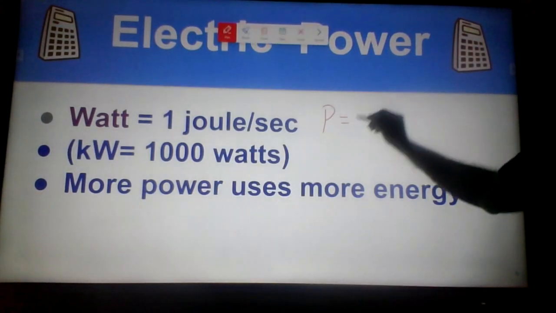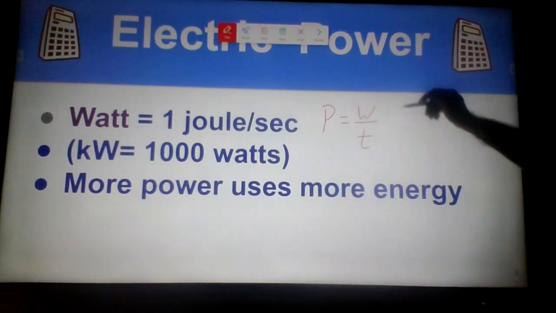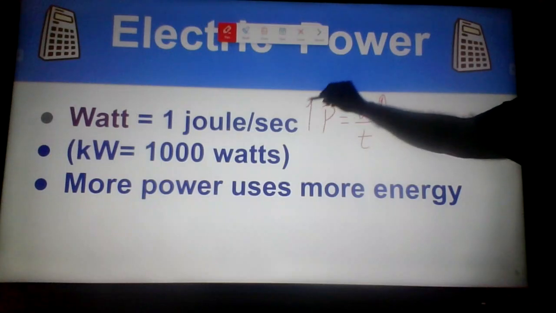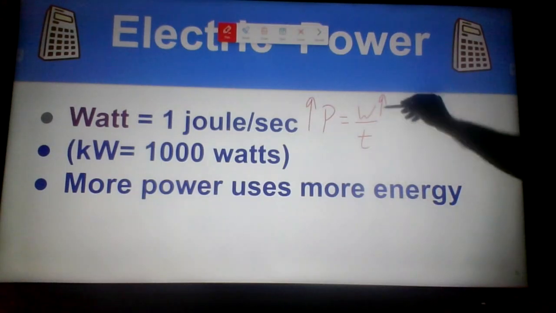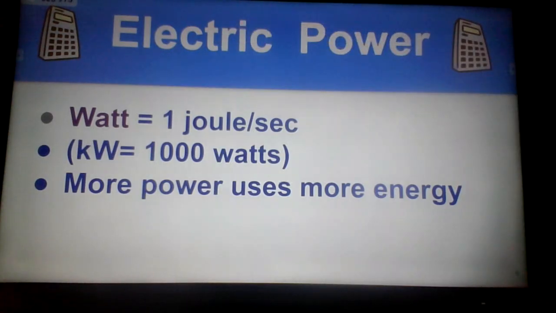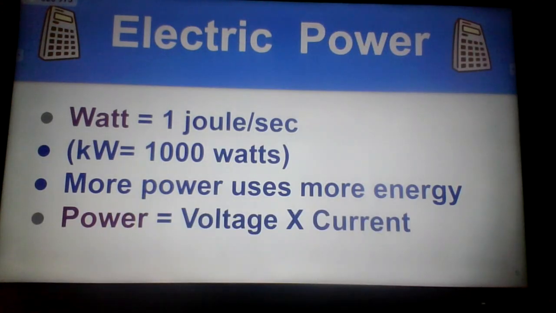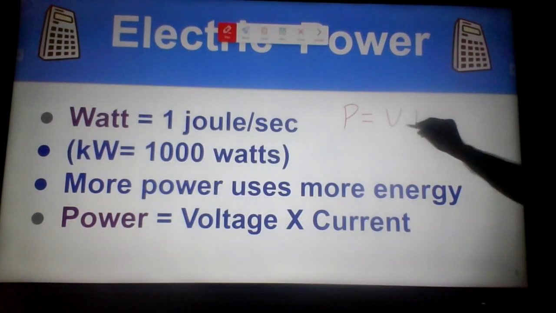If power equals work divided by time, we have that fraction. What happens if we use more energy? We get more power. Or we could also say, in order to increase power, we have to add more energy. And that may sound good until the electric bill comes. Power is voltage times current as well. Okay, so power, P equals VI.